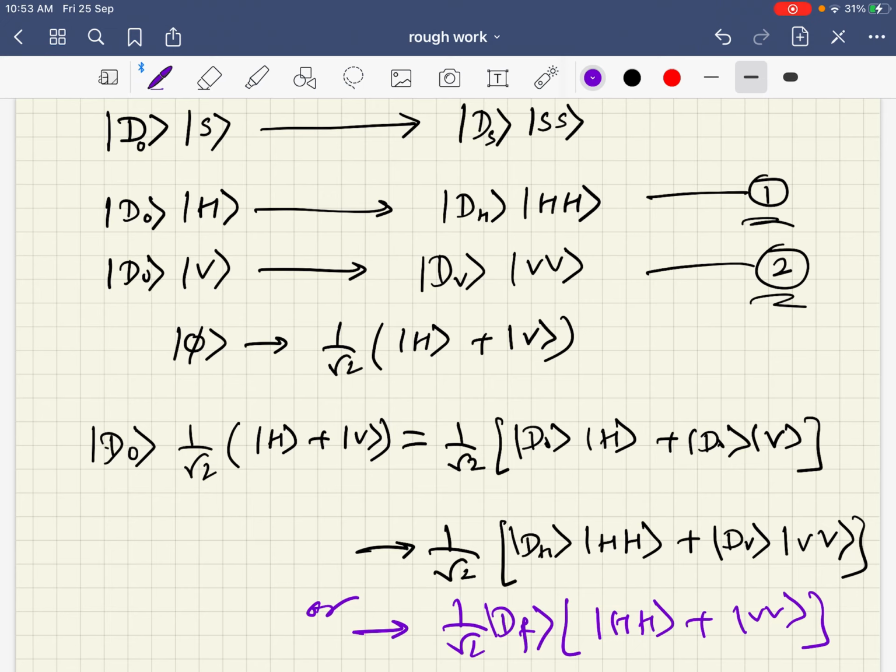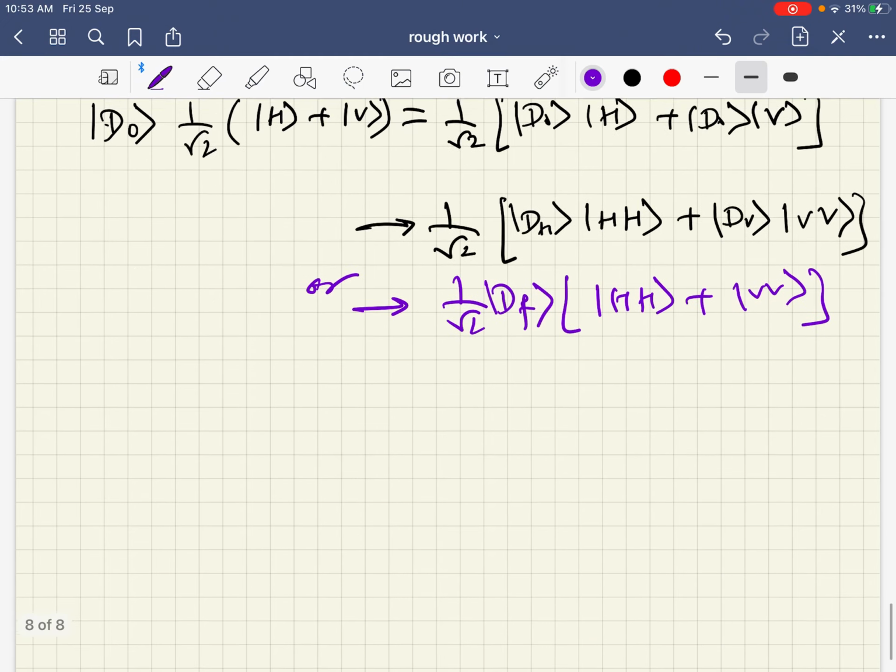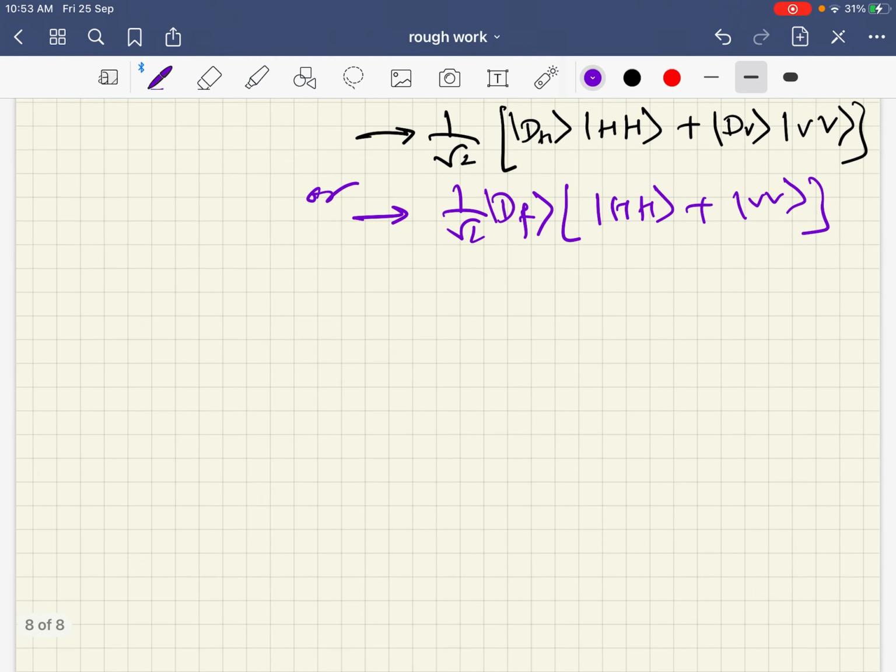All right, now we will recall something which we might have studied. A two-photon state can be written in terms of raising operators as 1 over root 2 a dagger squared over the vacuum state.